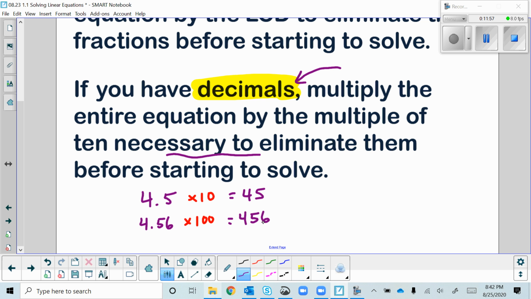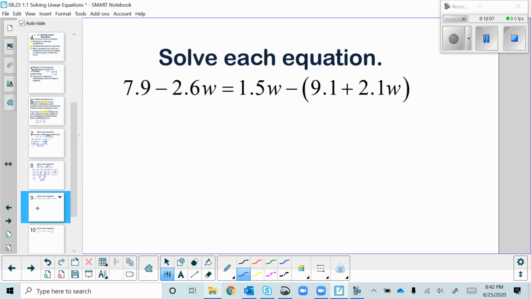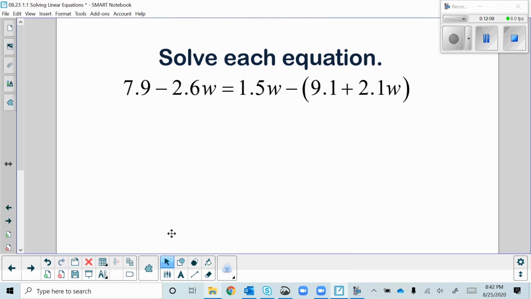Going then to the example in your notes, let's decide what multiple of 10 we would need to get rid of the decimal in that problem. So look at these decimals for a second. Find the one with the most decimal places, and that's how many zeros we'll need on the one to make 10 or 100 or whatever we need to get rid of the decimals.